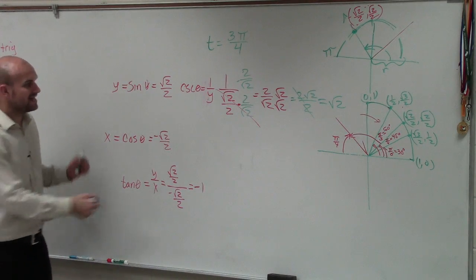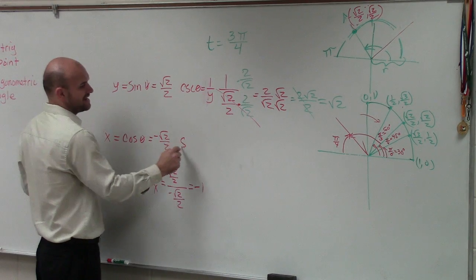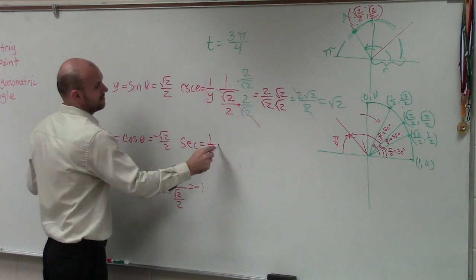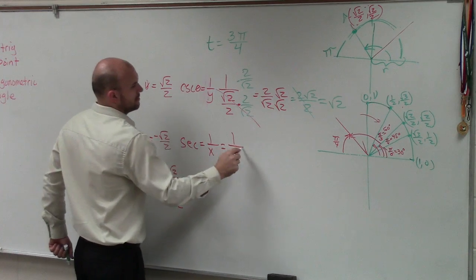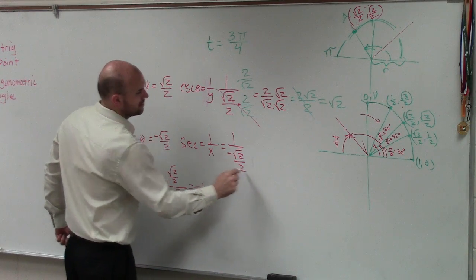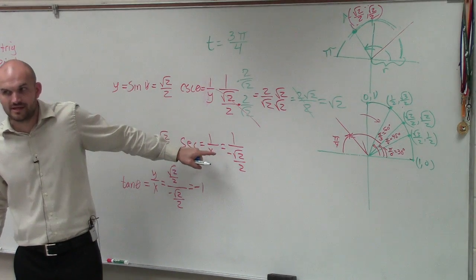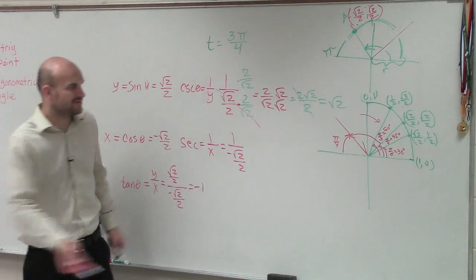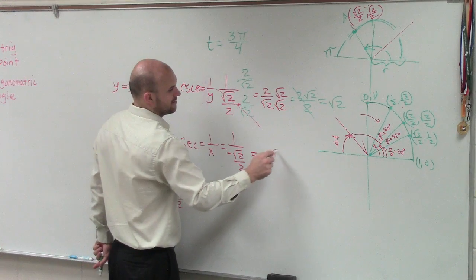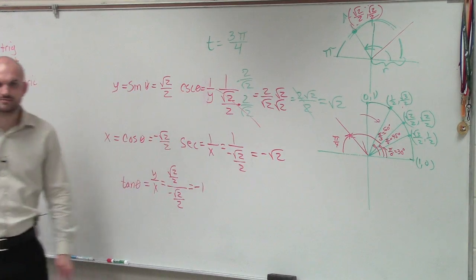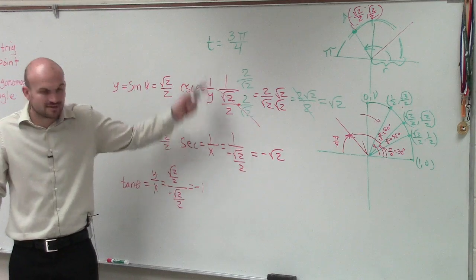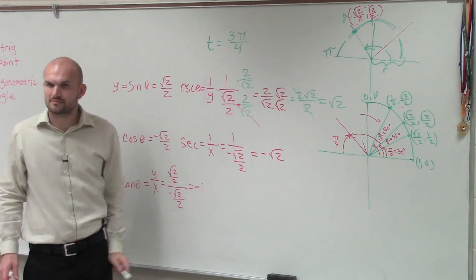All right? This, guys, is going to be the exact same. You guys see how this is the exact same numbers except the one's negative? So I don't need to do all that work again. I just know it's going to be negative square root of 2. It's the same numbers, just one's positive, one's negative.